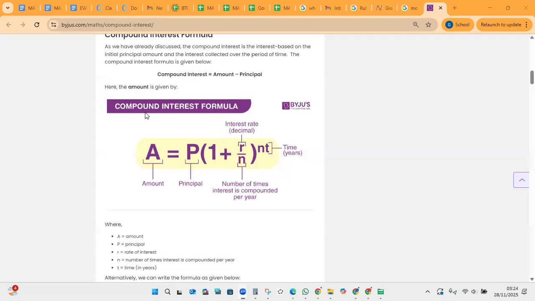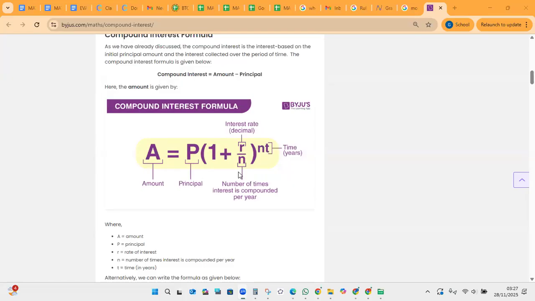As you can see, here is the compound interest formula. Here is the amount, the actual amount. P is the principal. So P is the principal amount, the initial amount.